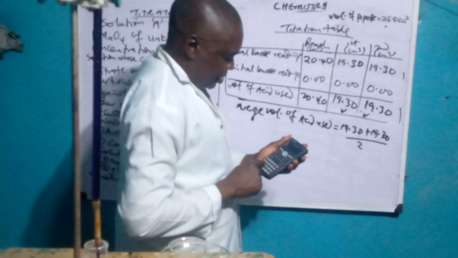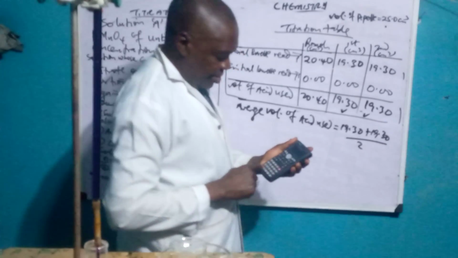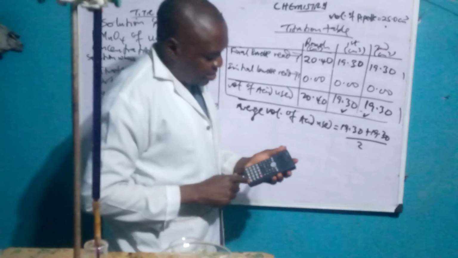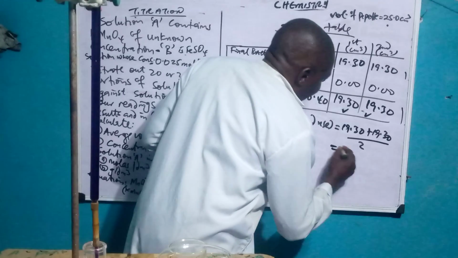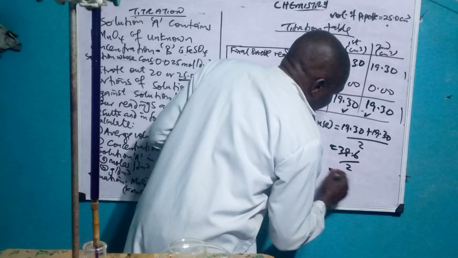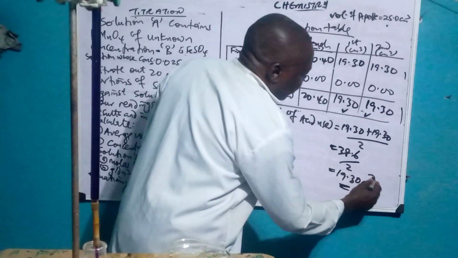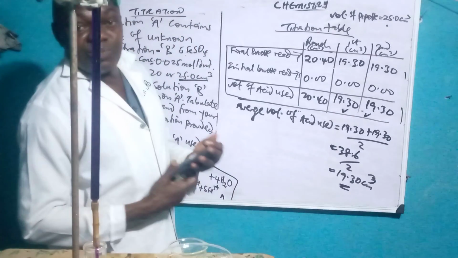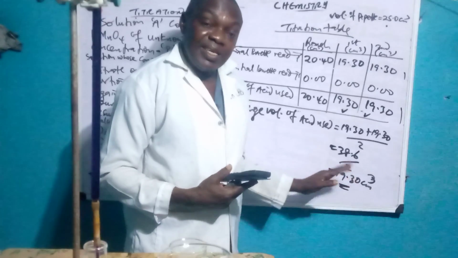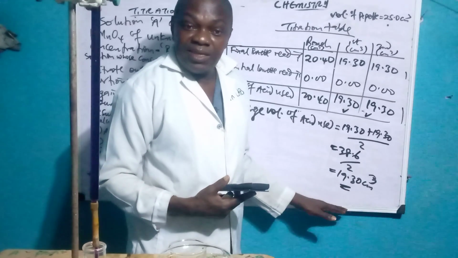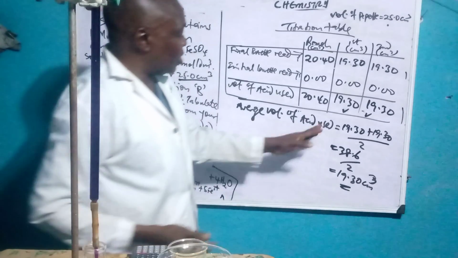19.30 plus 19.30 gives you 38.6. 38.6 over 2 gives you 19.30 cm3. You see, to 2 decimal places. I told you, no matter the book you use, this is what is accepted. 19.30, that's to 2 decimal places. This is where 2 decimal places ends. Any other value you have from here is 3 significant figures. Don't make a mistake. So this is what we have for now.